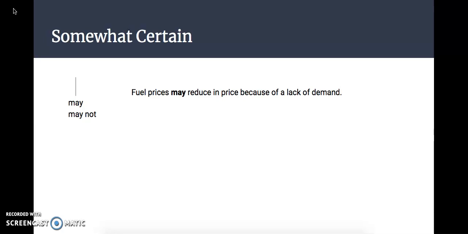Not 100% sure, and we're not saying it's not going to happen. So it's almost like 50-50. The next sentence says, small businesses may not reopen when restrictions are lifted. So again, we're stressing with may not that there's a chance, there's a possibility that they may not reopen after the restrictions have been lifted.